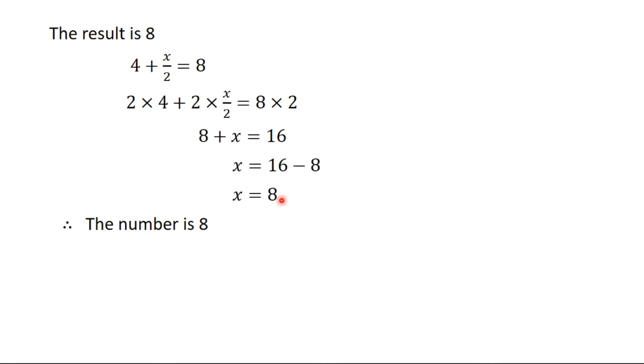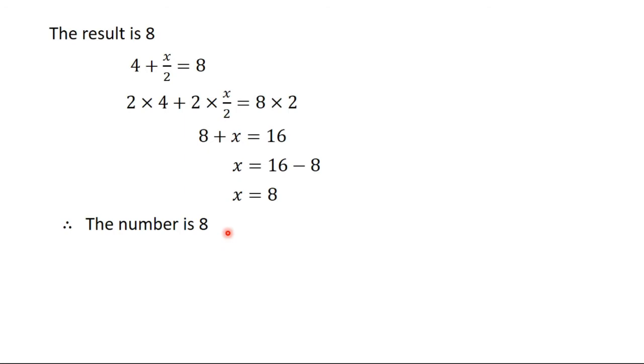Now after you find this, try and see if it satisfies the question. The question says that 4 is added to half of a number. We have now found the number to be 8. So half of 8 will give us 4. When you add 4 to 4, what do you get? 8.